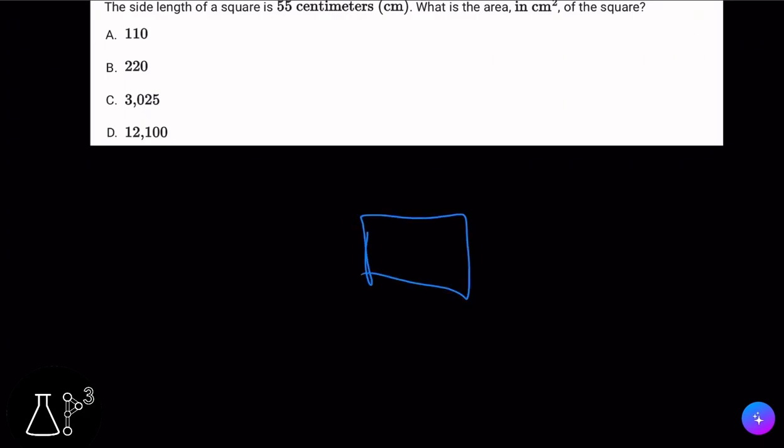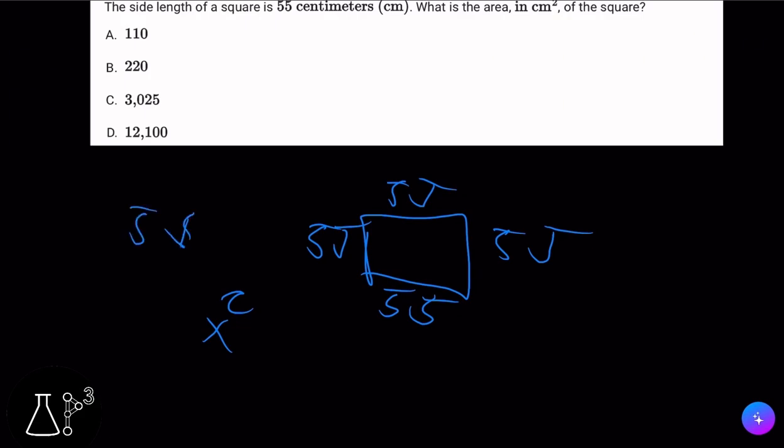So I'm going to have 55 on this side, 55 on this side, 55 on this side, and 55 on this side. And to look for the area of a square, all I have to do is take two sides of a square and multiply them by each other. So therefore x squared, where x equals 55. So if I do 55 squared, that equals 3,025, making my answer C.